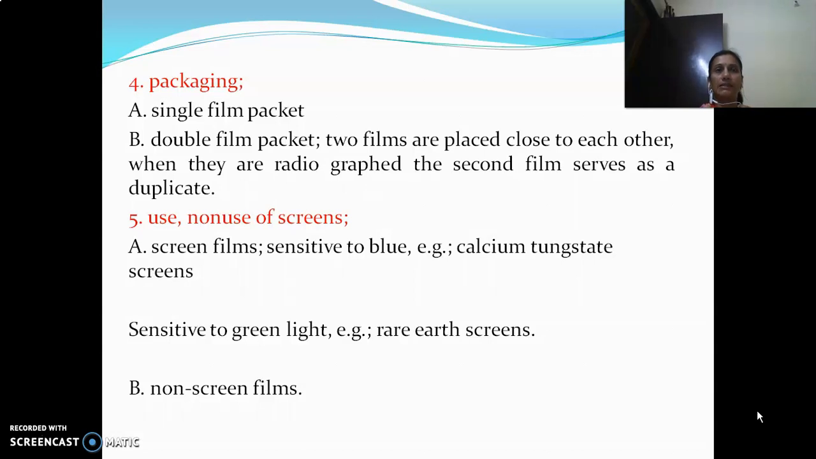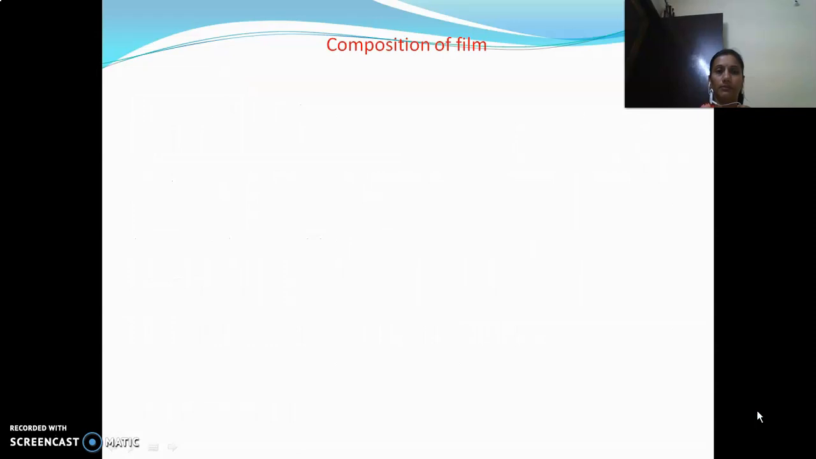Based on the presence or absence of screens, they are classified into screen films and non-screen films. Screen films are of two types: the film which is sensitive to blue light, for example calcium tungstate screens, and the film which is sensitive to green light, for example rare earth screens. So this completes the classification.